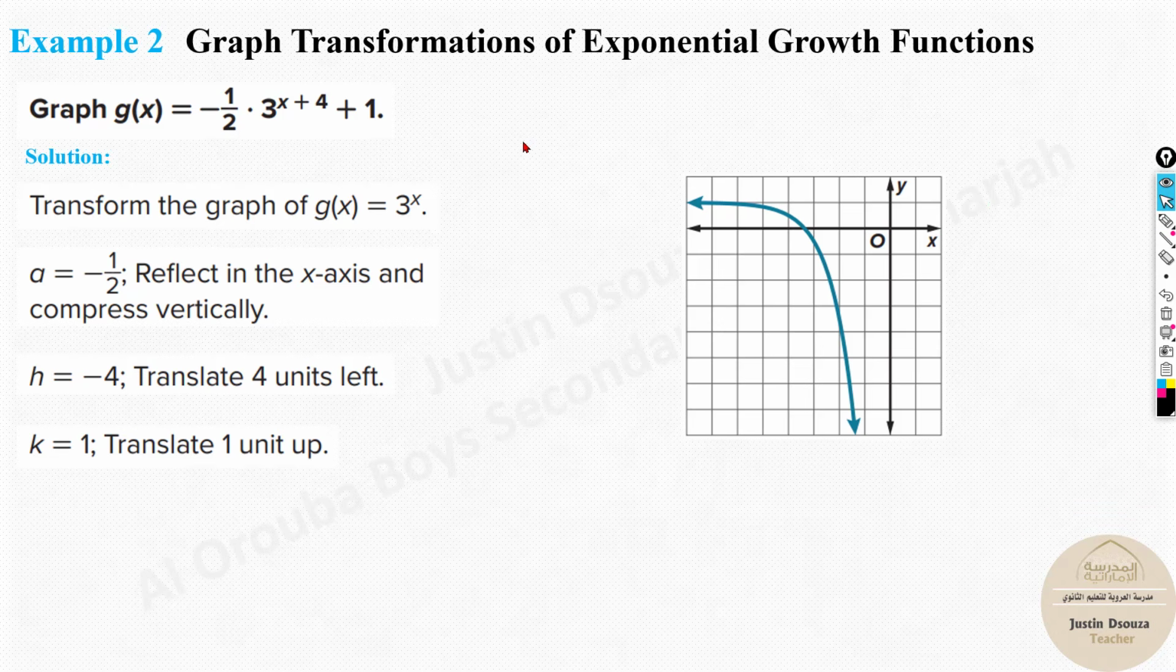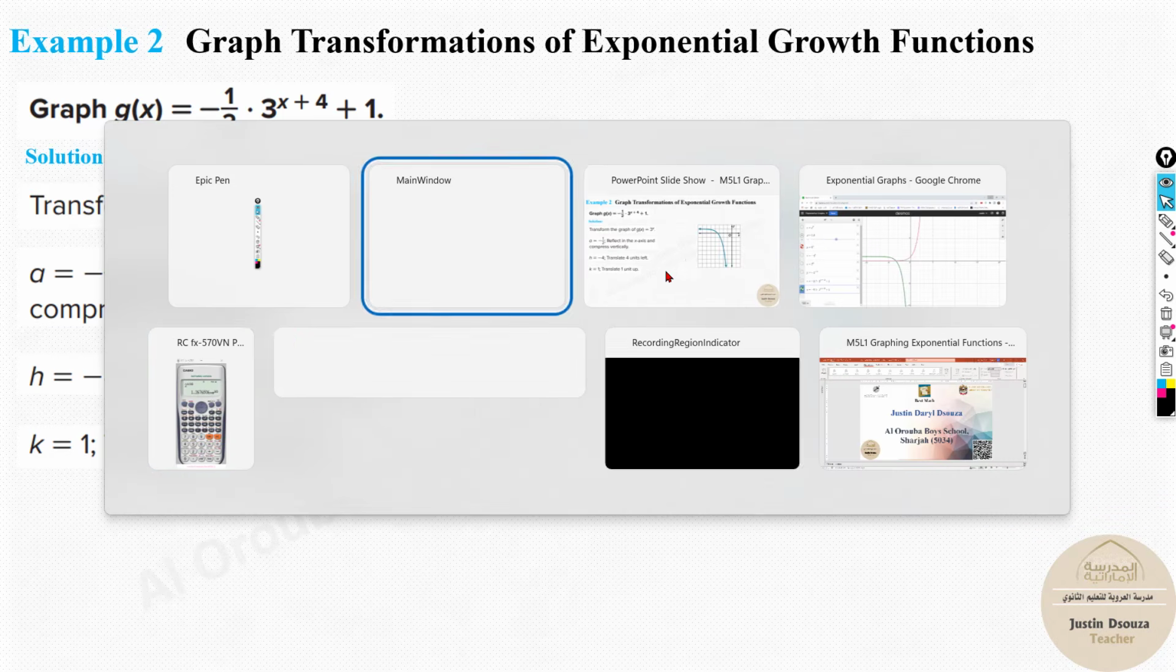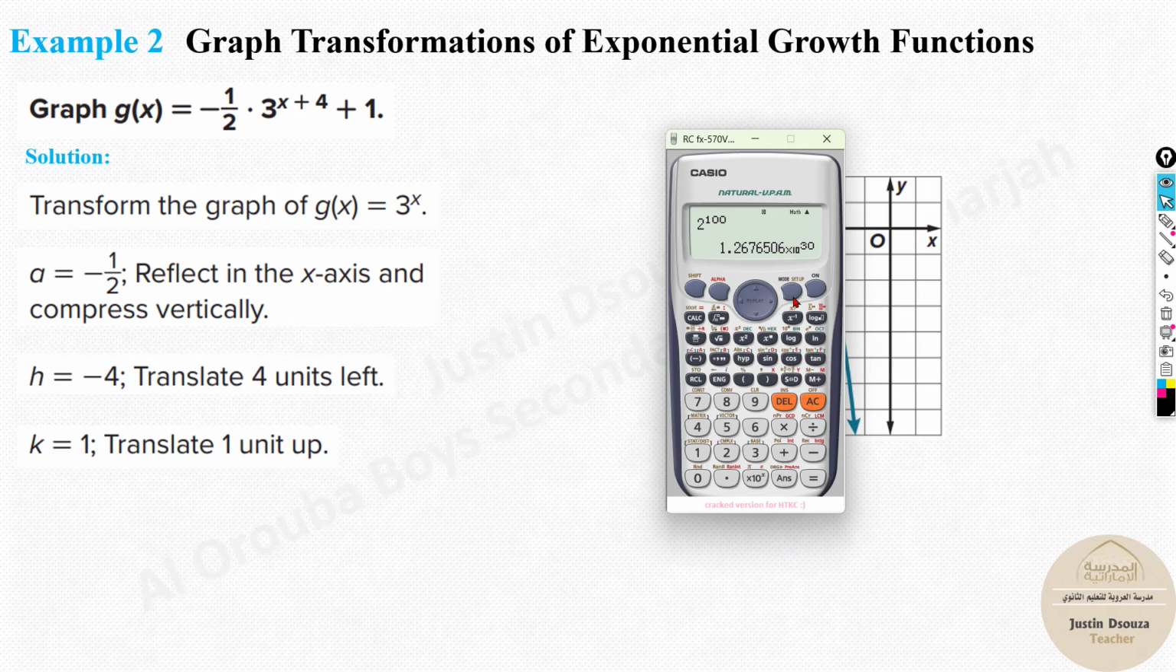I hope this is clear. This is the graph transformation. Next, you can also graph this directly by using the table method. You can go to mode 7 and type this over here: negative 0.5 multiplied by 3 to the power x plus 4, and then plus 1.